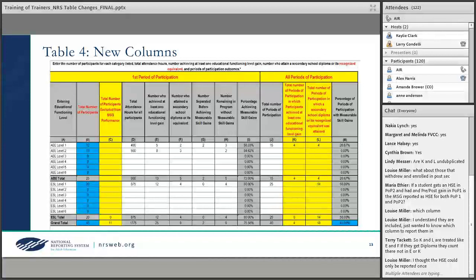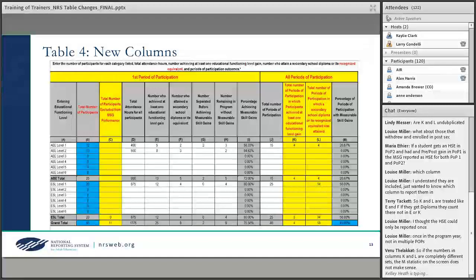Other questions? So in other words, multiple outcomes are permissible in K and L. That's the question. Great explanation. No, your periods of participation that you're going to report are just the way they are now. They are going to be just the same rules you have now. You can only count one outcome per period of participation.